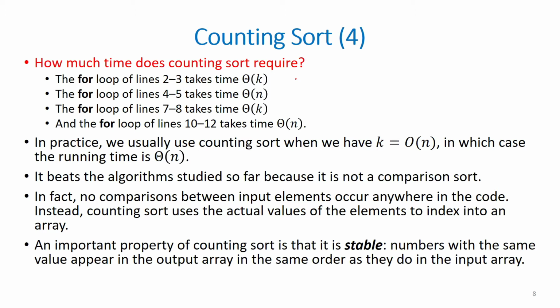To see that counting sort runs in linear time, let's look at the four for loops in the pseudocode. The for loop on line 2 iterates k plus 1 times, so it is theta of k. The second for loop on line 4 goes from 1 to n, therefore it is theta of n. The third for loop on line 7 goes from 1 to k, so its running time is the same as the first for loop, that is theta of k. The last for loop on line 10 iterates n times, giving us theta of n.